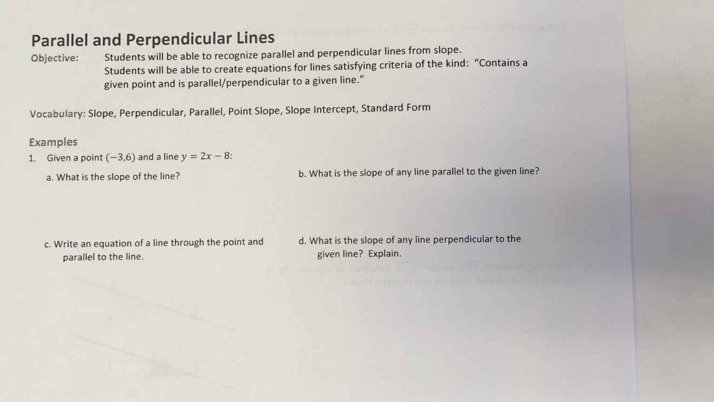So some of the vocabulary that you're going to deal with today are slope, perpendicular, parallel, point slope, slope intercept, and standard form. And we're going to give you a couple different examples, really walk through the strategic reading that would be involved in this, and then go to some more difficult ones that you may not encounter on a test, but if you did, I wanted you to have the support so you could be successful with them.